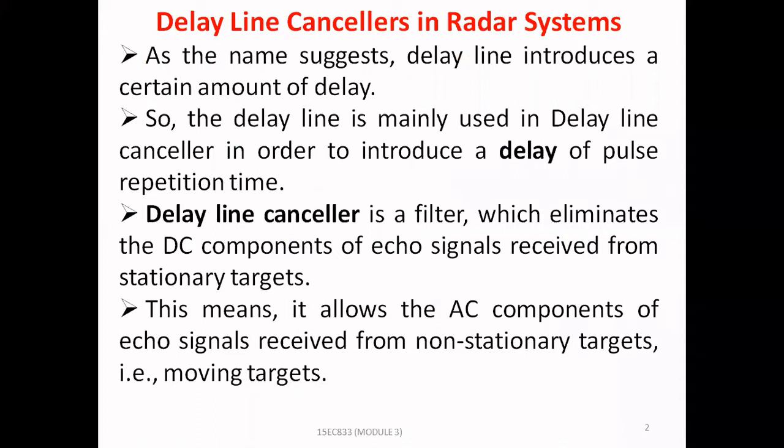Delay line canceller is a filter which eliminates the DC components of echo signals received from stationary targets. This means it allows the AC components of echo signals received from non-stationary targets, that is, moving targets.